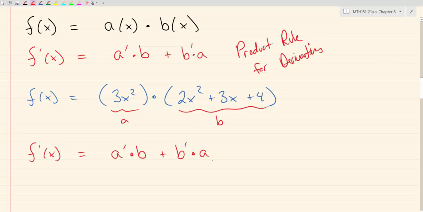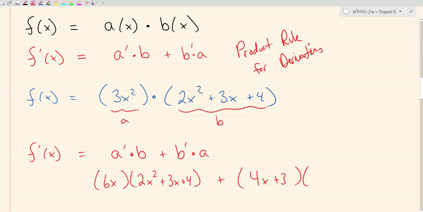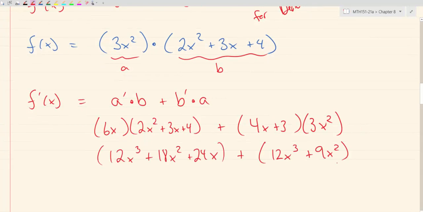So let's figure out what these are. What is A prime? 6x times B. So B is 2x squared plus 3x plus 4. Plus, what is B prime? So you've got to take the derivative of B, 4x plus 3, and multiply that by A, which is 3x squared. But maybe we should simplify just a little bit.